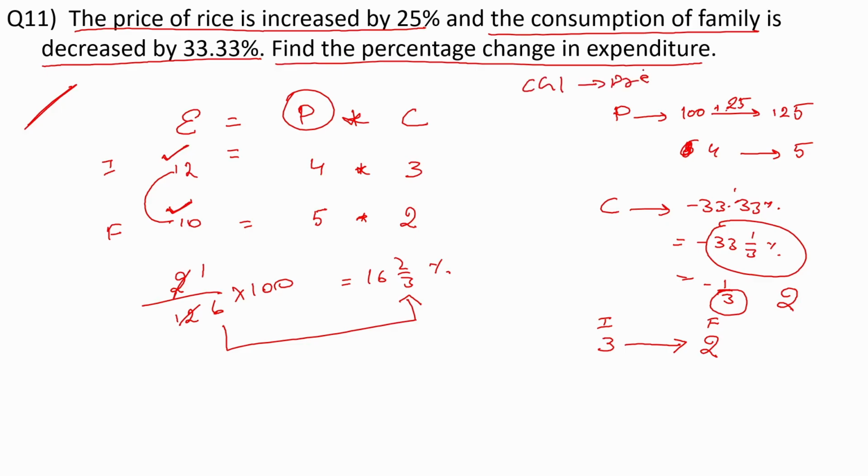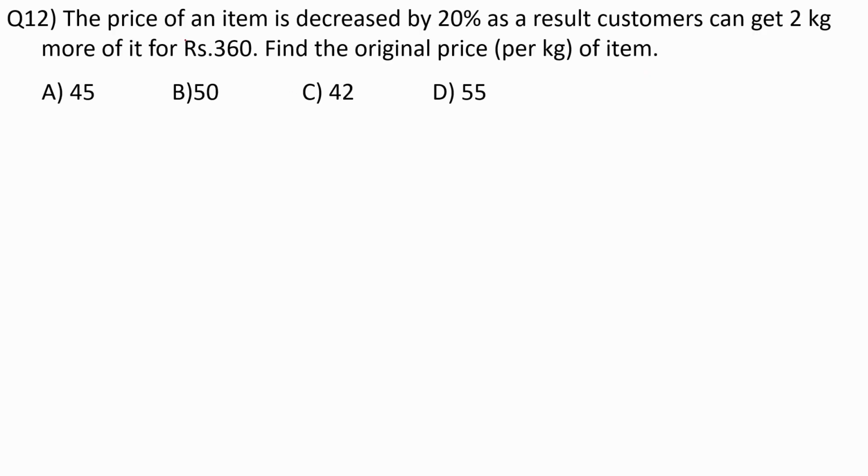Let's go to the next question. The price of an item is decreased by 20%. As a result, the customer can get 2 kg more of it for rupees 360. Find the original price per kg of the item. Look at this question, guys.